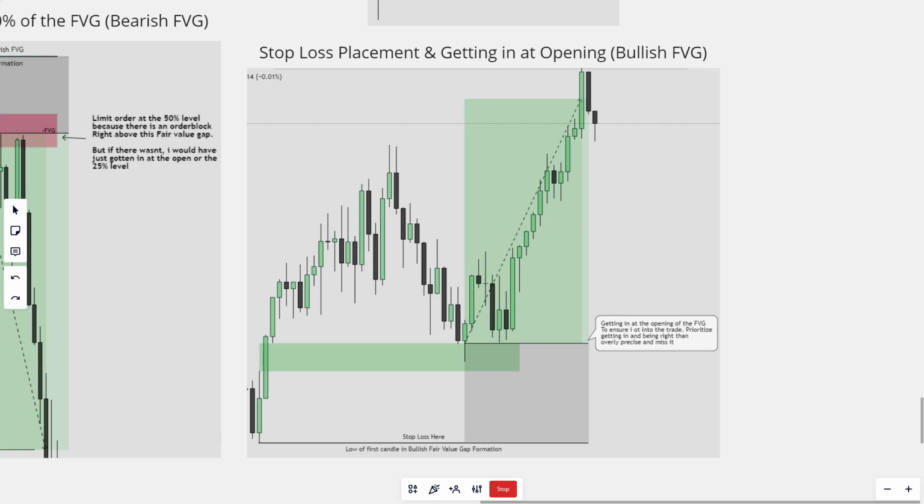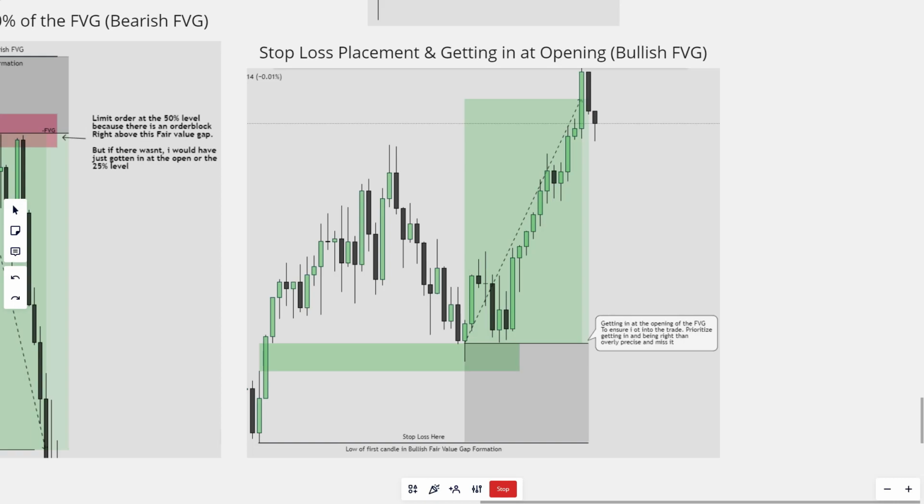Prioritize getting in and being right rather than being overly precise. Too many times have I tried putting my entry at the 50% level of the fair value gap, trying to be precise, and price ends up coming into the opening of the fair value gap, taps into it, and then leaves. That's called an IOFED, where price comes just slowly inside of the fair value gap and then leaves. That's when price is in a hurry. So to ensure that you actually get into a trade, make sure that you guys are putting your limit orders at the opening of the fair value gap.